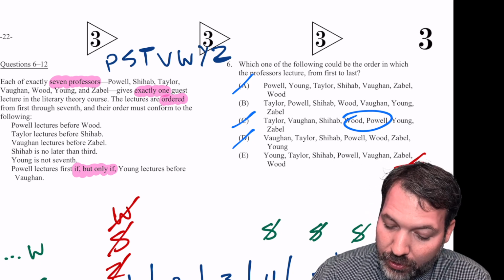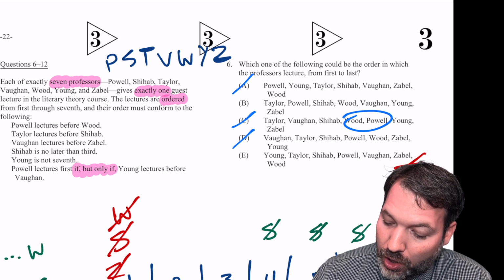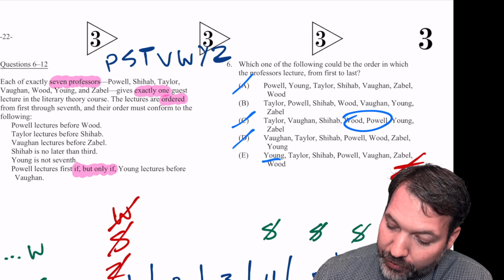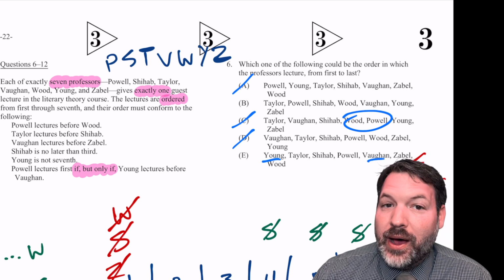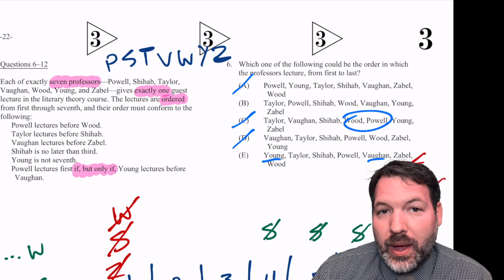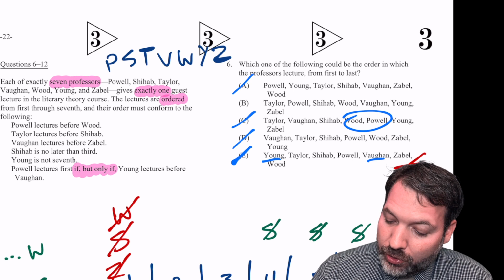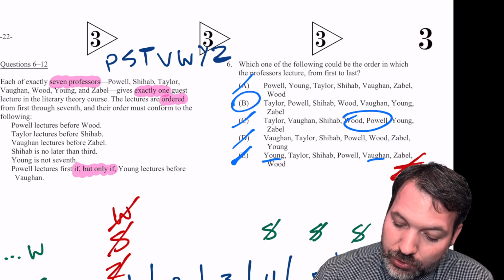That's pretty typical. Powell lectures first if and only if Young lectures before Vaughn. Well, notice Young is before Vaughn on answer choice E, but Powell is not first. And again, if this were a typical conditional clue, that wouldn't matter. But because it's a bidirectional conditional clue, that does matter. We can cross off E and we can circle answer choice B.